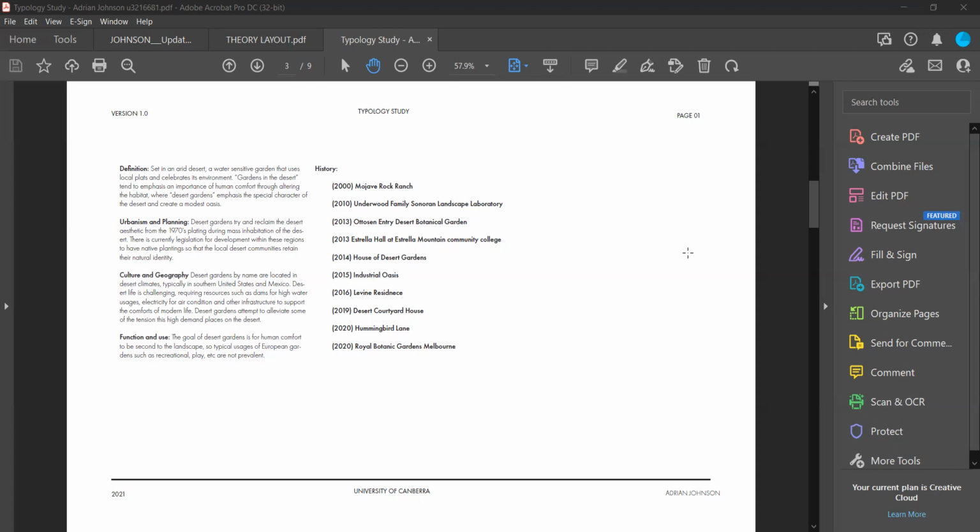whereas desert gardens emphasize the special character of the desert. That is hard plants, the hard landscapes, the rocks, and they really place an importance on bringing that unique character out rather than trying to change where they are. And it really is a sustainable design for water usage and also desertification, because I'll go into that a bit further on.